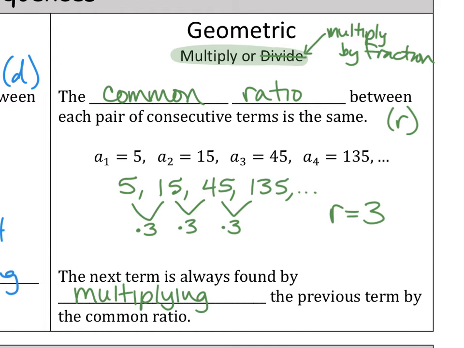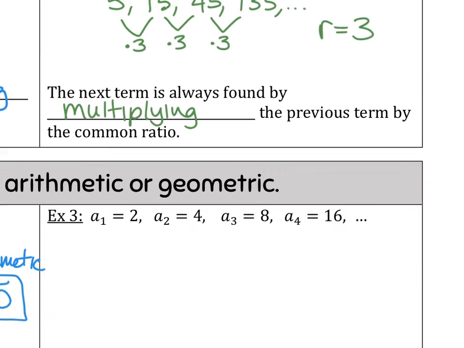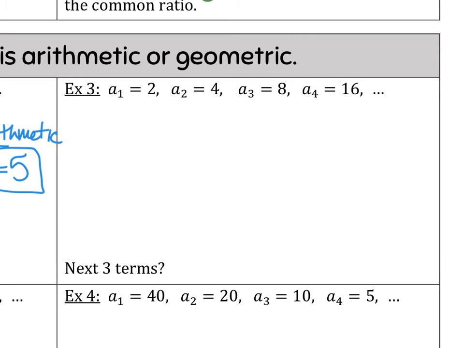How do you write it if it's dividing? You would say times a fraction, like times 1/2 would be dividing by 2. Times 1/3 would be dividing by 3. And for subtraction, the common difference would just be negative. Okay, I want you to make sure we understand this with example 3.